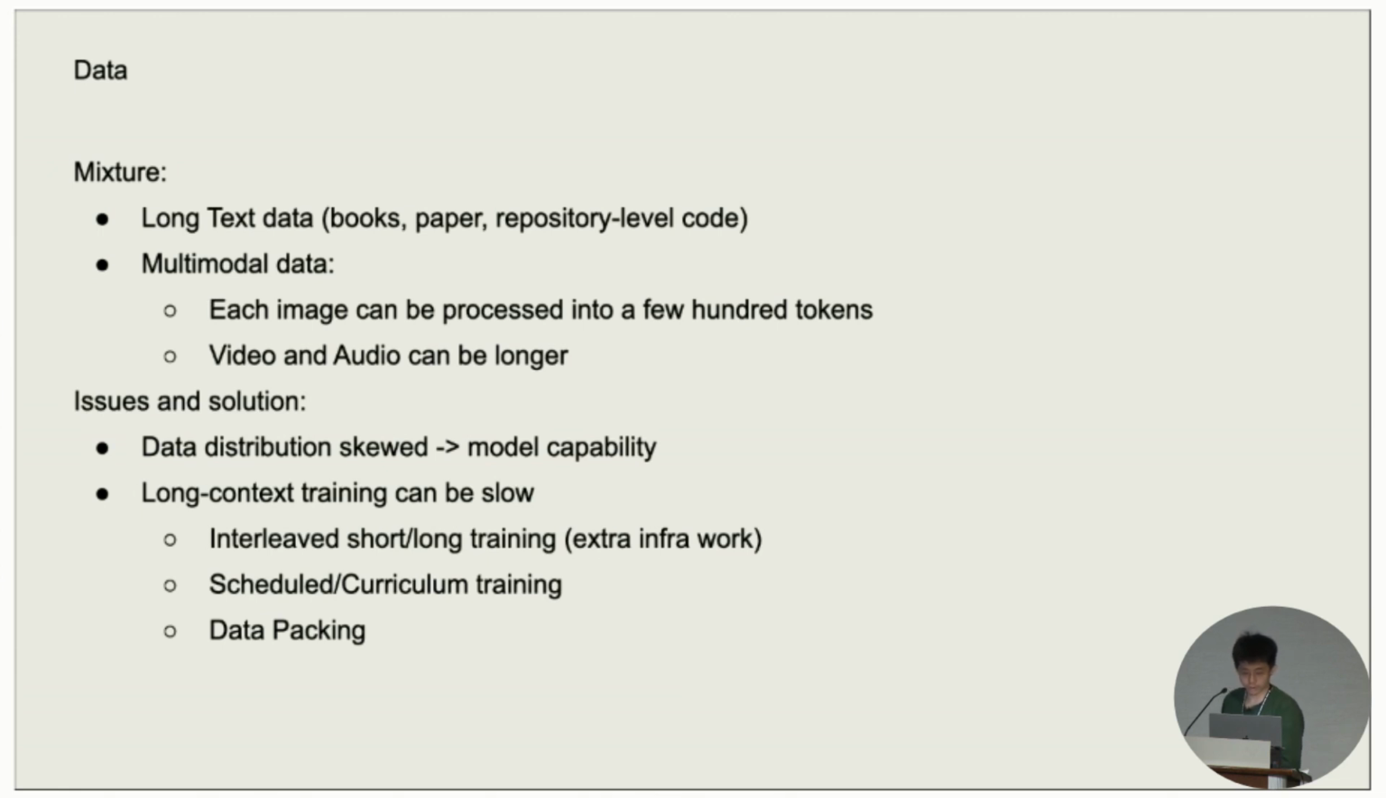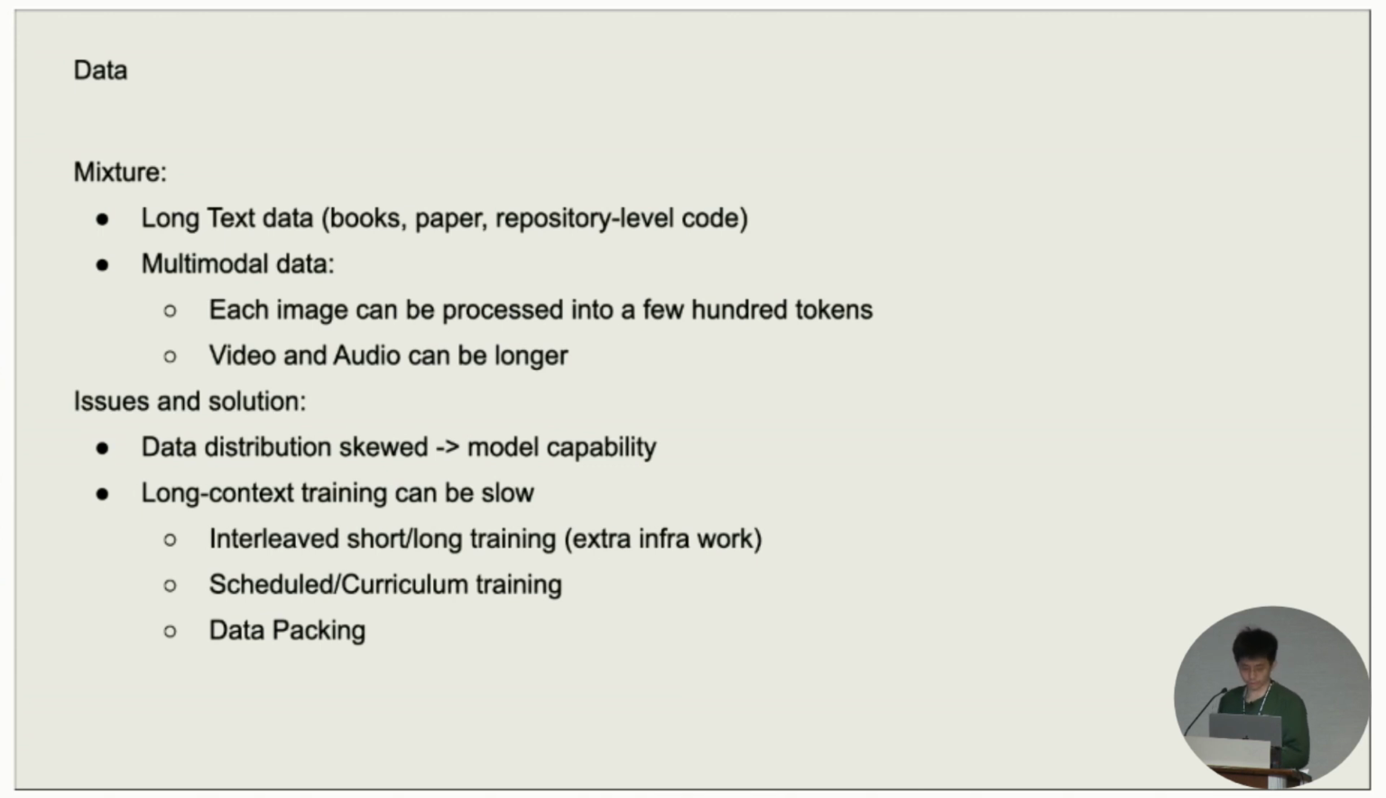Some of the solutions we have for this: we can interleave short and long context training, and set up a corresponding proportion for each of the data mixtures. This also requires some infra work, but it can help balance the data distribution. By setting the data distribution, we can also have a trade-off between short and longer context training time.